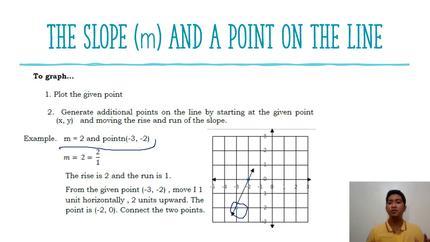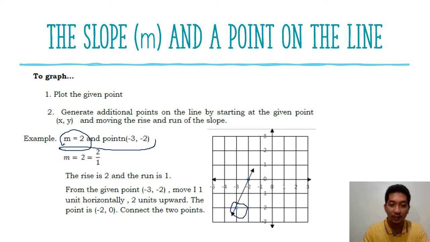Now, sir, paano ko makakabuo ng line? Makakabuo ng line dyan. Simple lang. Hanapin mo naman yung slope. Ano po? So, you have the slope 2. Do you remember as we define slope as the rise over the run? Rise over run.